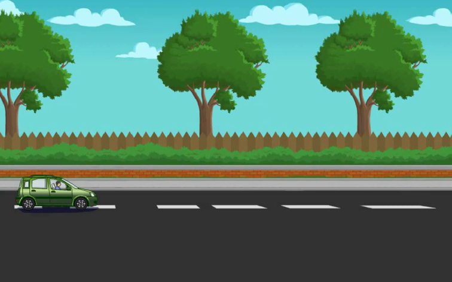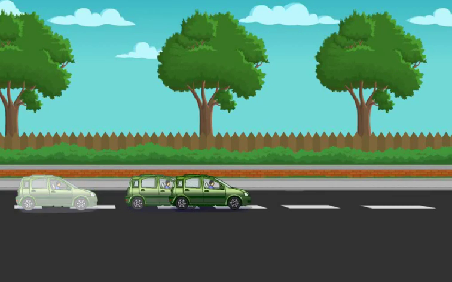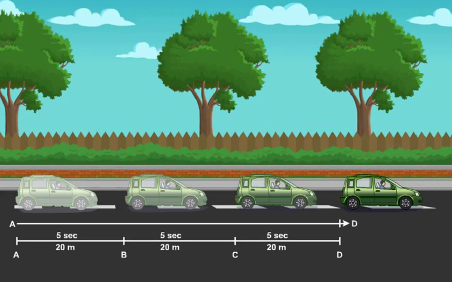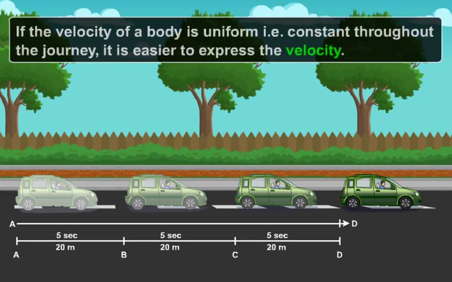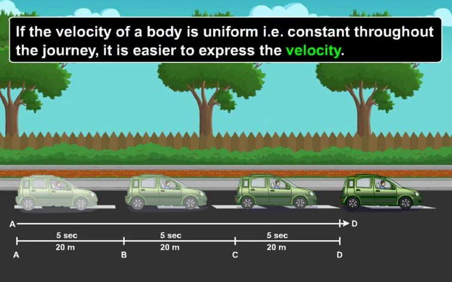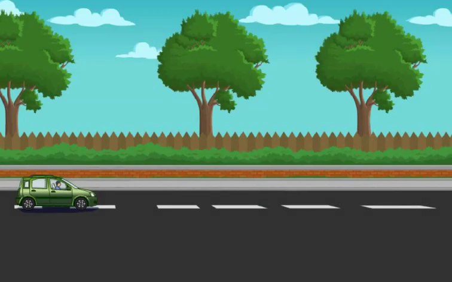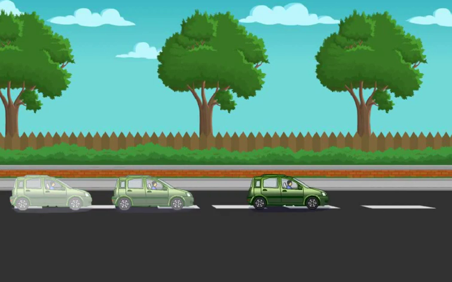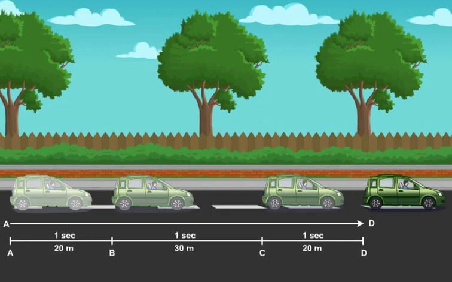Average velocity. Students, we discussed earlier about the velocity and its variation. If the velocity of a body is uniform, that is, constant throughout the journey, it is easier to express the velocity. But in most of the cases in daily life, we find the bodies moving with variable velocities.